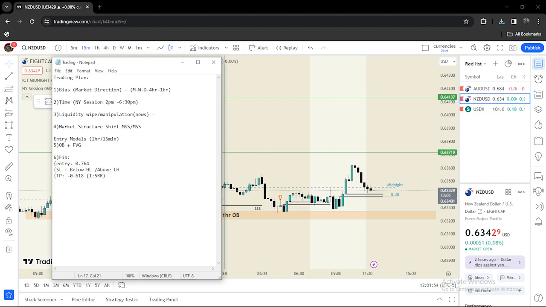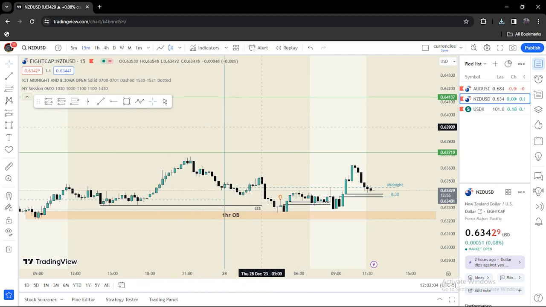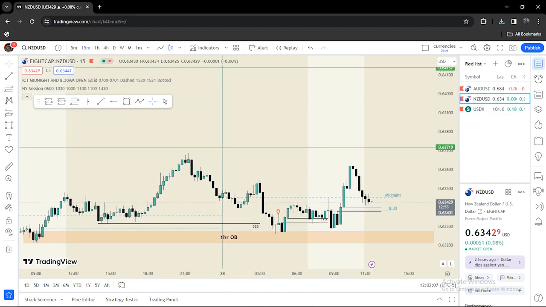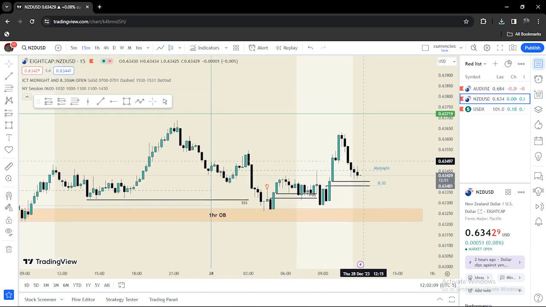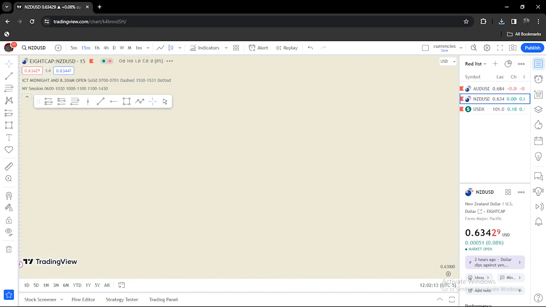I'll design my trading plan nicely, and this is my trading plan. Simple as it is. It is so simple. If you have questions, ask me. I think you know all this stuff, like the order blocks, whatever you want to ask me, and then I'll help you. It's so simple.